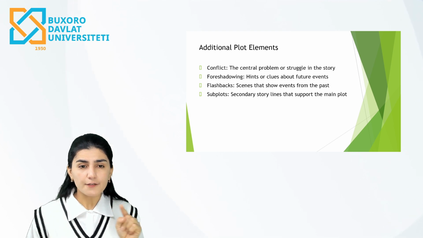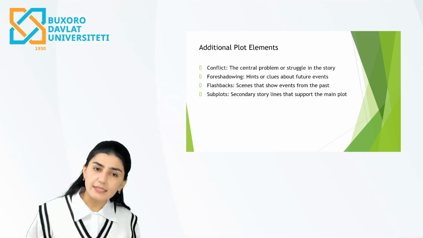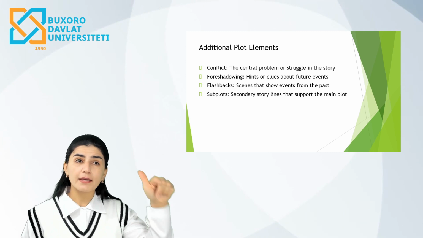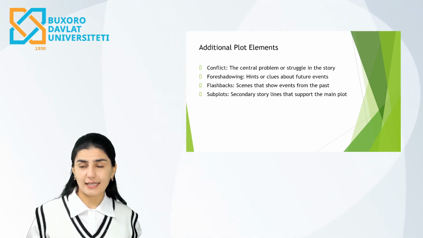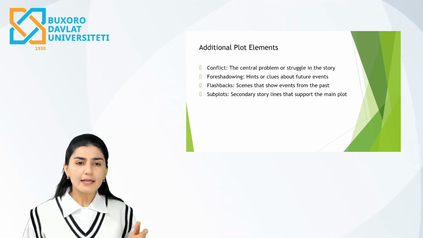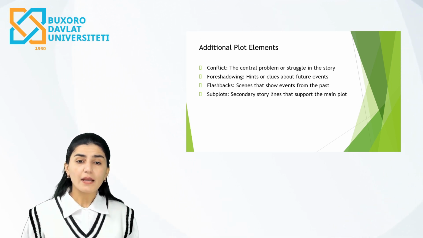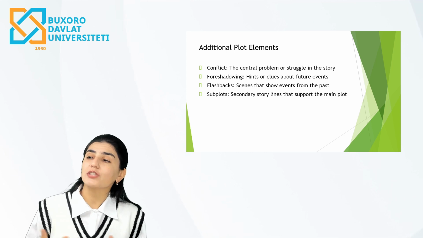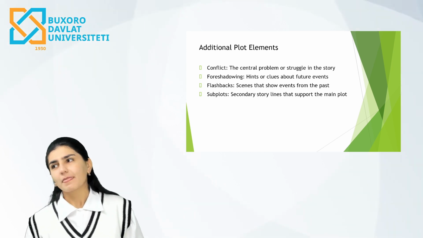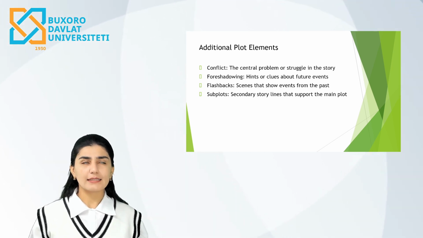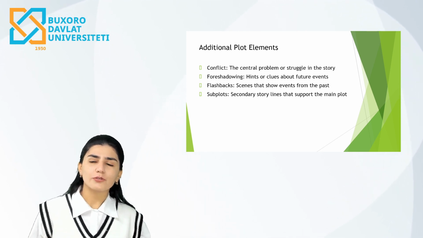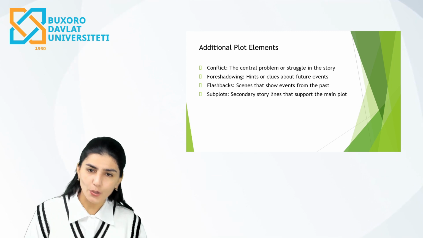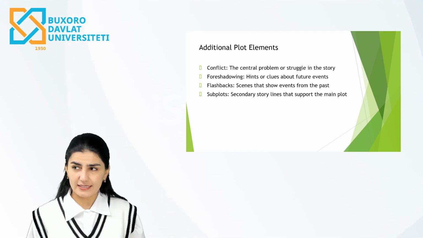We can say that if there is conflict, there can be rising action. If there is no conflict, we can't see the rising action. That's why we need conflict. Next is foreshadowing. It gives hints or clues about future events, sometimes to increase readers' interest in the story.